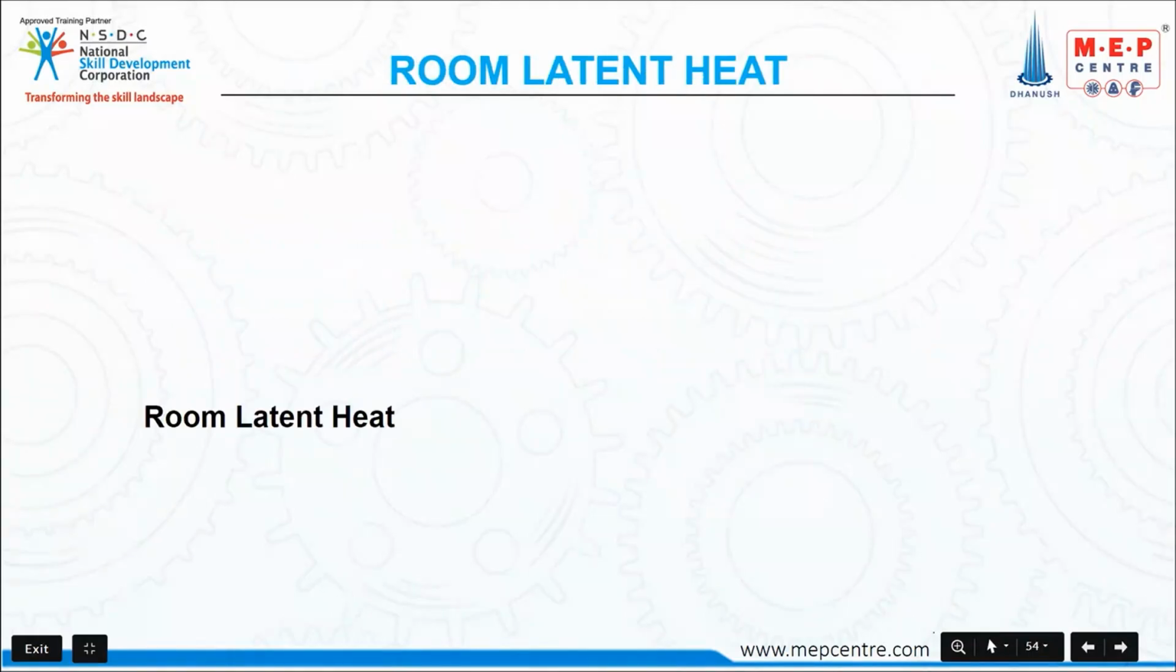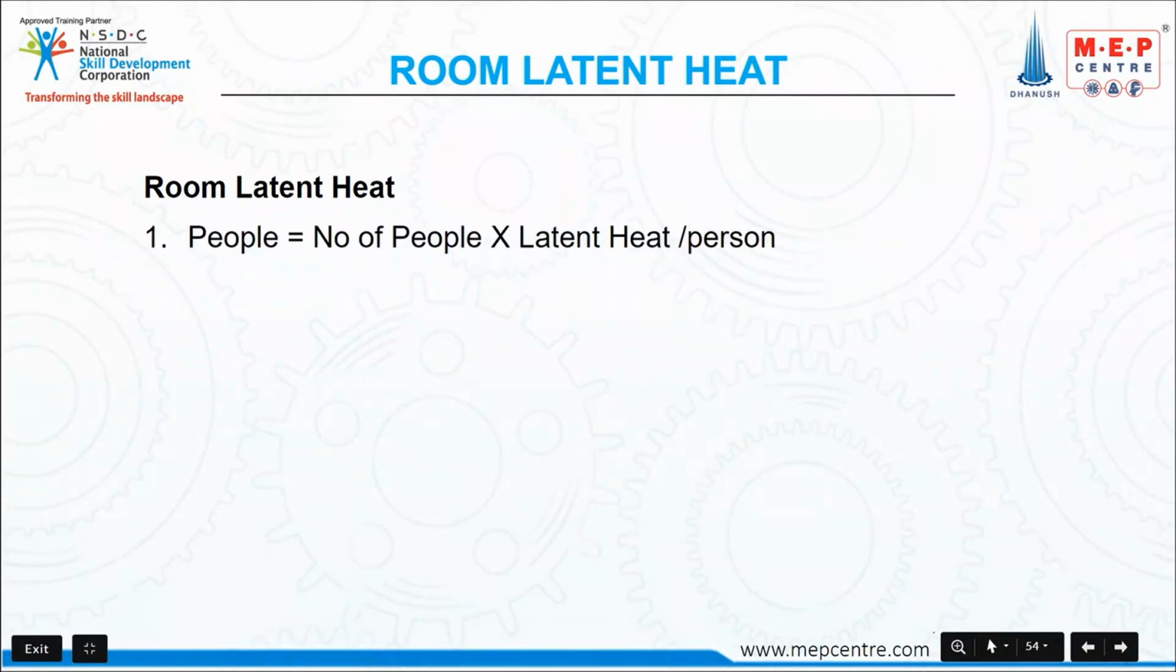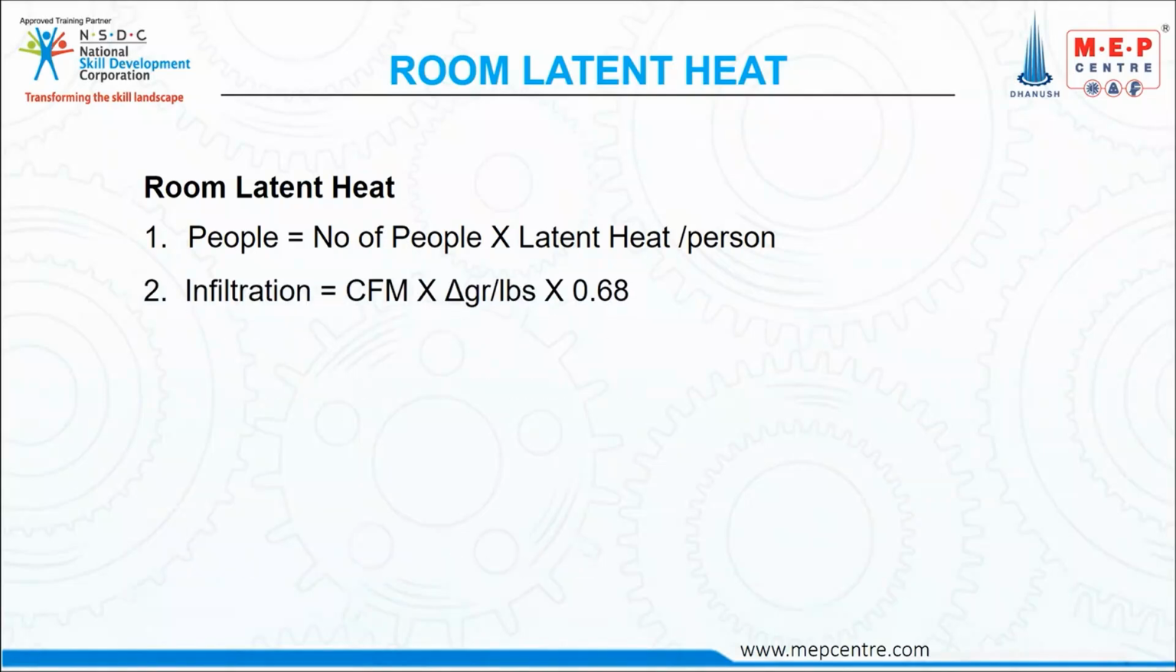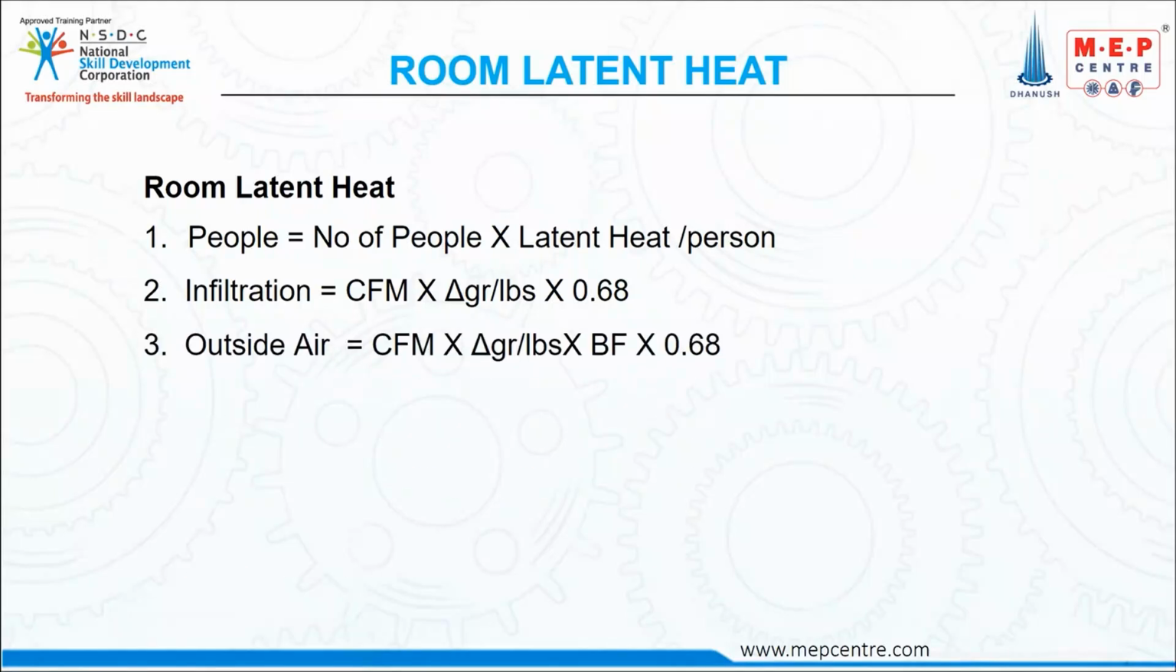So now room latent heat. In the room latent heat, we are going to calculate three factors. One is people: number of people into latent heat gain per person. Next, we'll be calculating infiltration: CFM into delta grains per pound into 0.68 is the formula. And third one is outside air. Outside air equals CFM into delta grains per pound into bypass factor into 0.68.